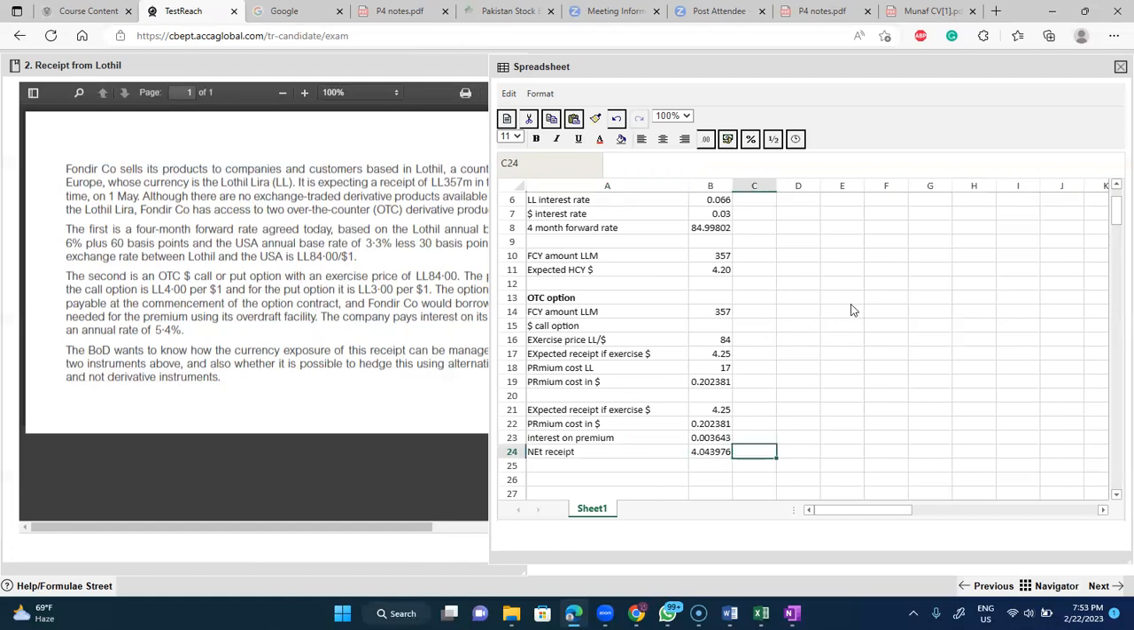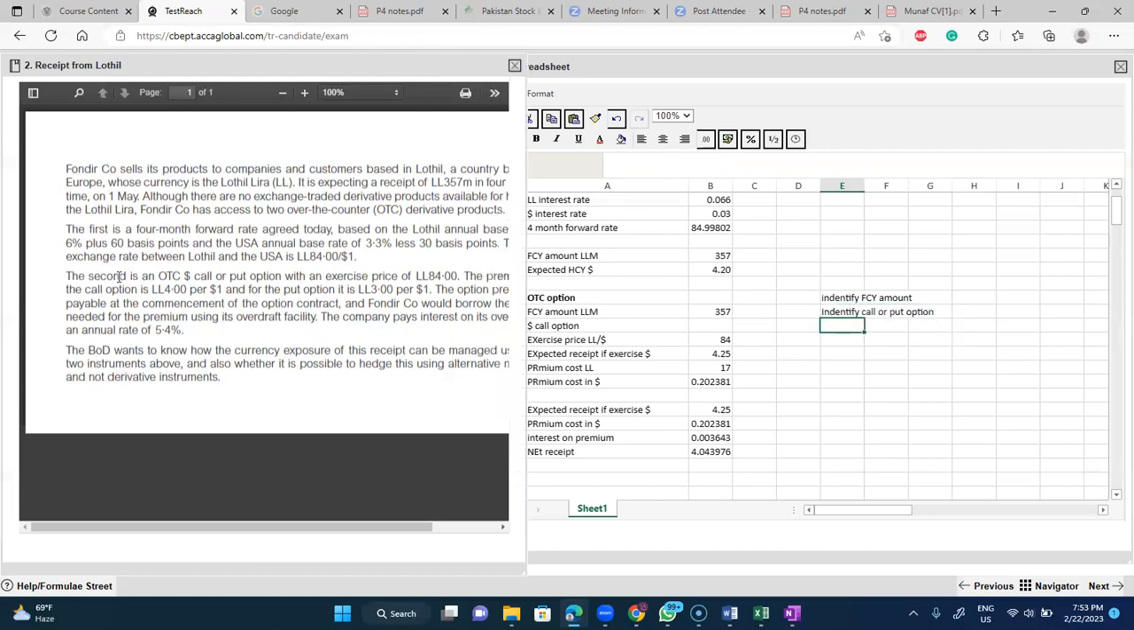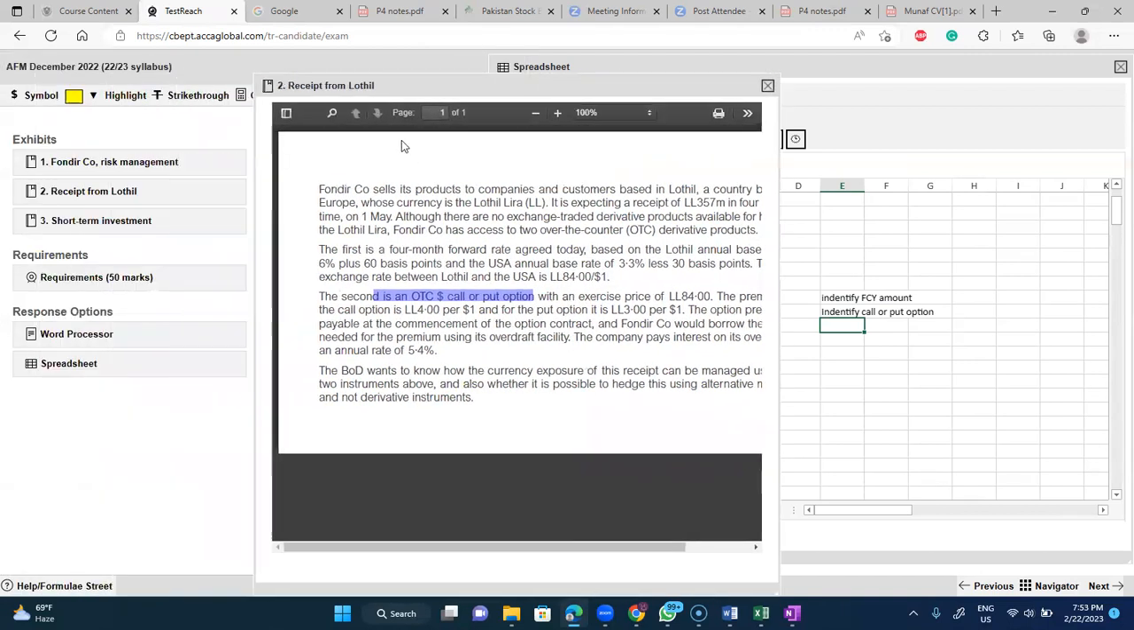So let me revise the steps which I have taken. First step is identify foreign currency amount. Second, identify call or put option. So why have I chosen it as a call option? If you look, it is given dollar call or put option.